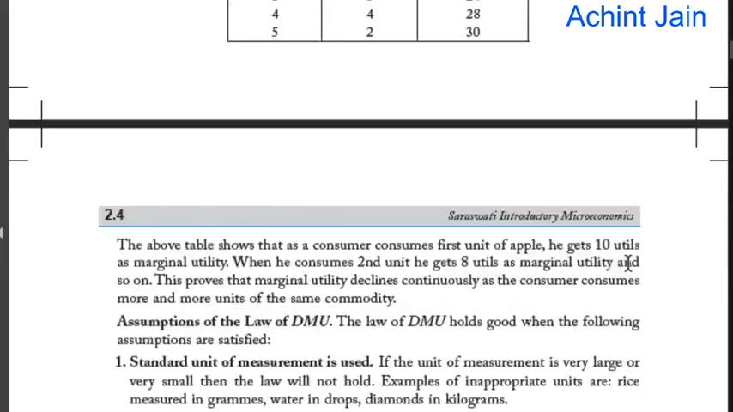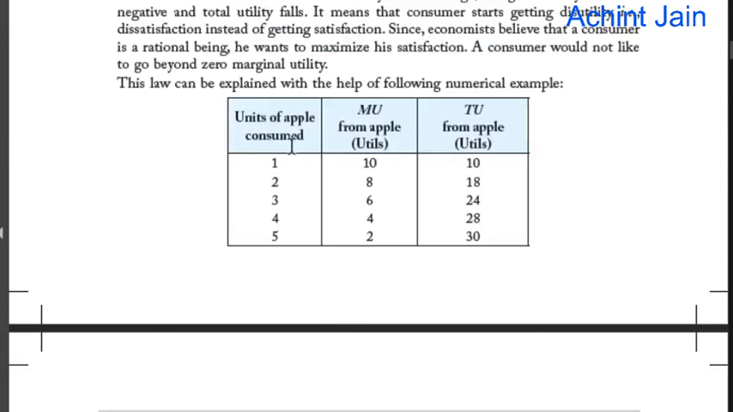In the table, first you have to go with the units of apple consumed, which are in a successive order, like 1, 2, 3, 4, 5. It's not like 1, then 5, then 10, then 15, then 17. It will be in a continuous order. Then you will see the changes in MU. It goes on decreasing. First you get 10, then 8, then 6, then 4, then 2.